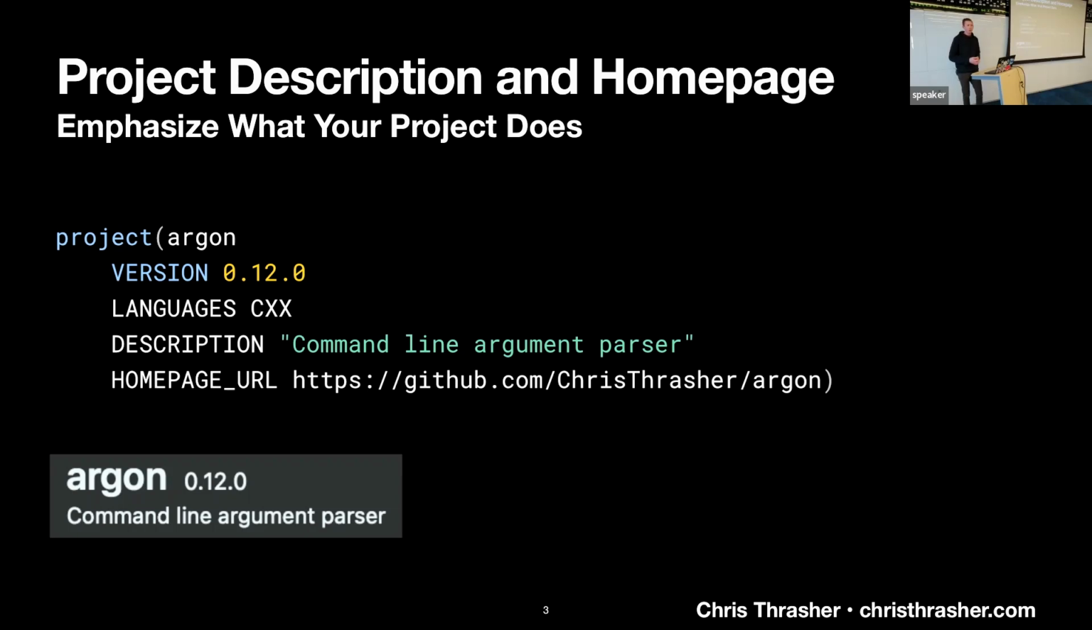And Doxygen is automatically picking up on that description variable and using it to populate that on the website, which is nice. The homepage URL is not all that useful if you're just linking back to your repo on GitHub, but if you do have a website that is separate from where you're actually hosting the code, then that can be a very useful thing to help make sure people know where they can find that.